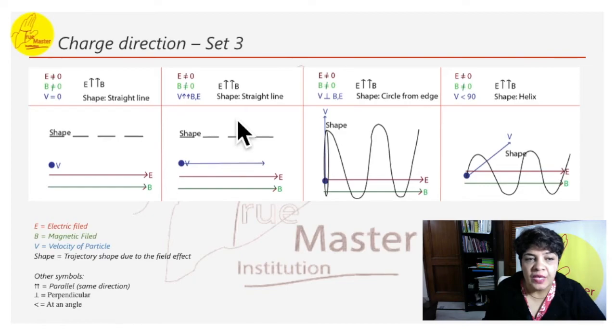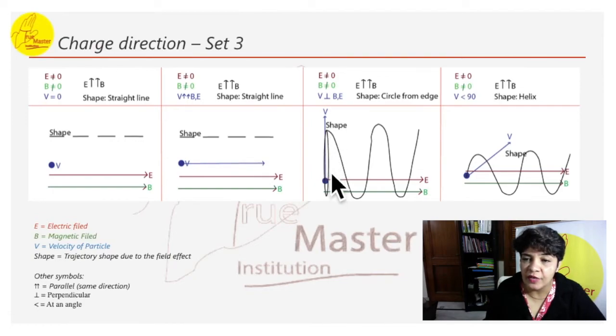Coming to case 2, the charge is moving parallel to the electric field and magnetic field with a certain value. Then the final charge trajectory will be a straight line. So how do we write? V is parallel to B and E. Electric field and magnetic field are also parallel. So here the magnetic field, electric field and velocity are all parallel, and the final shape will be a straight line.